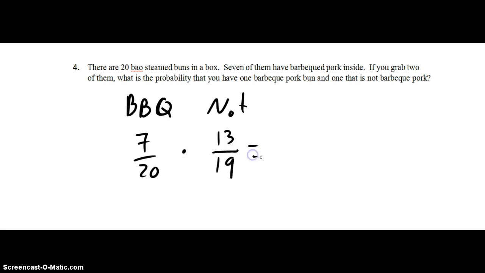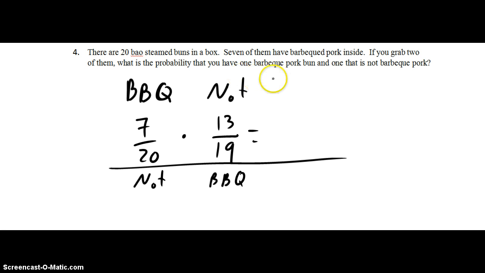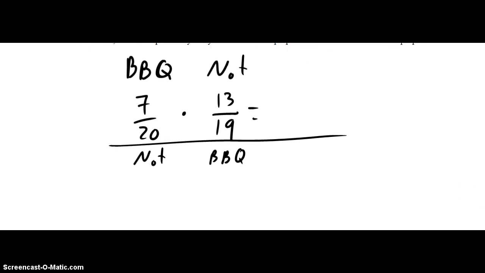So you're going to multiply that, right? But that's not all, because there's another situation. We could also get not and then barbecue, right? And if you get the one that's not first and then the barbecue, it doesn't say, it says and here. Okay, it doesn't matter which order we do it in. So, in other words, we need to have 2 different situations. The not is 13 over 20. And the barbecue, there's still 7 left, and that's 7 over 19.